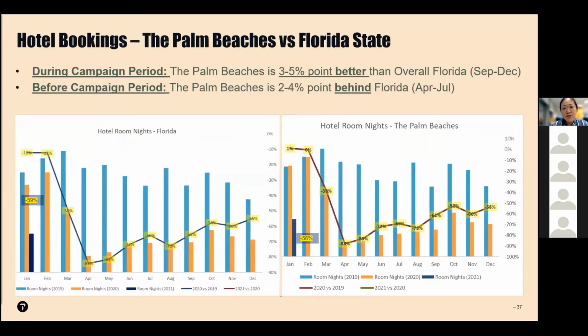We also compare the campaign performance. So before we launched the campaign, Palm Beach was behind Florida overall by 2 to 4% points. And during the campaign, it shows positive 3 to 5% points month by month. So overall uplift at 5 to 9% points.